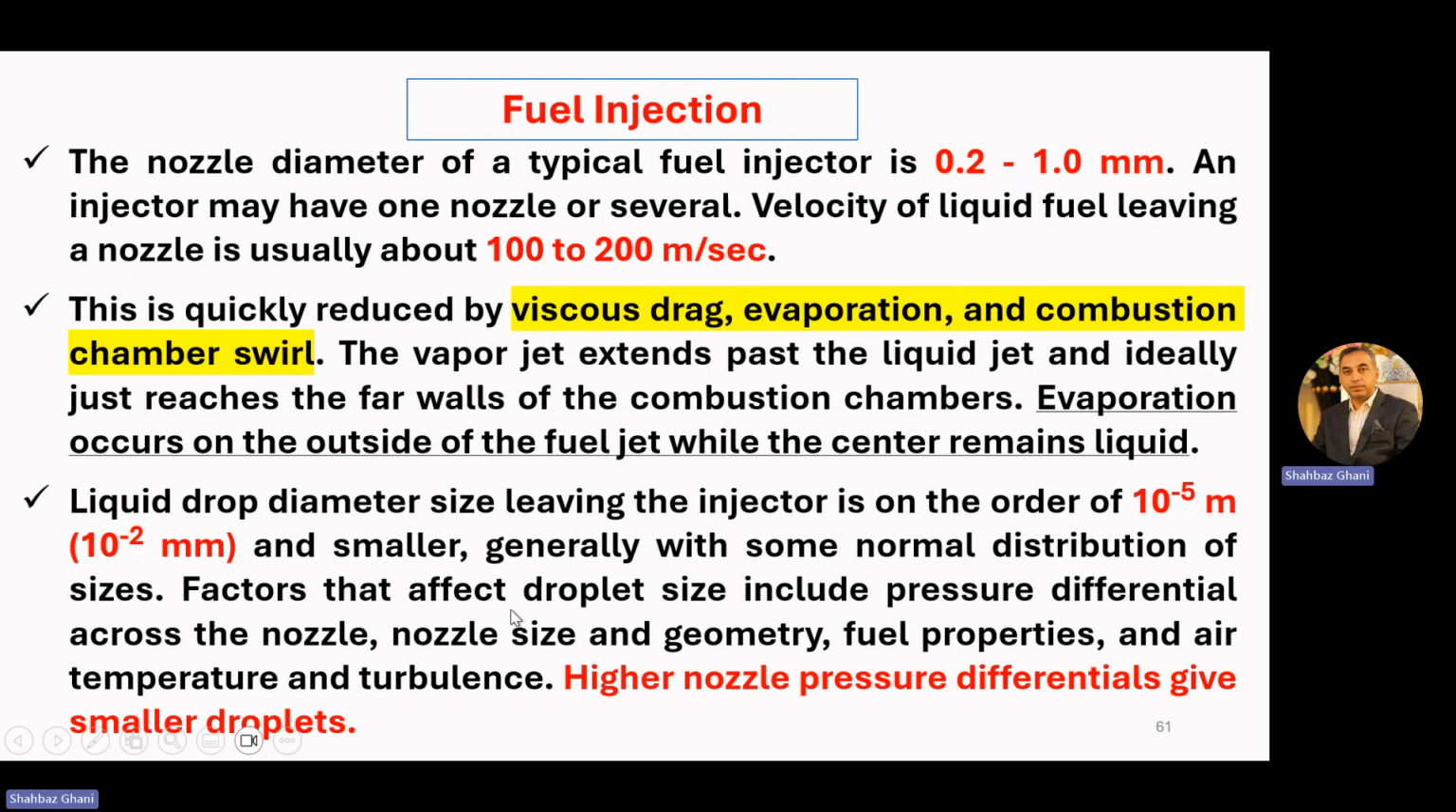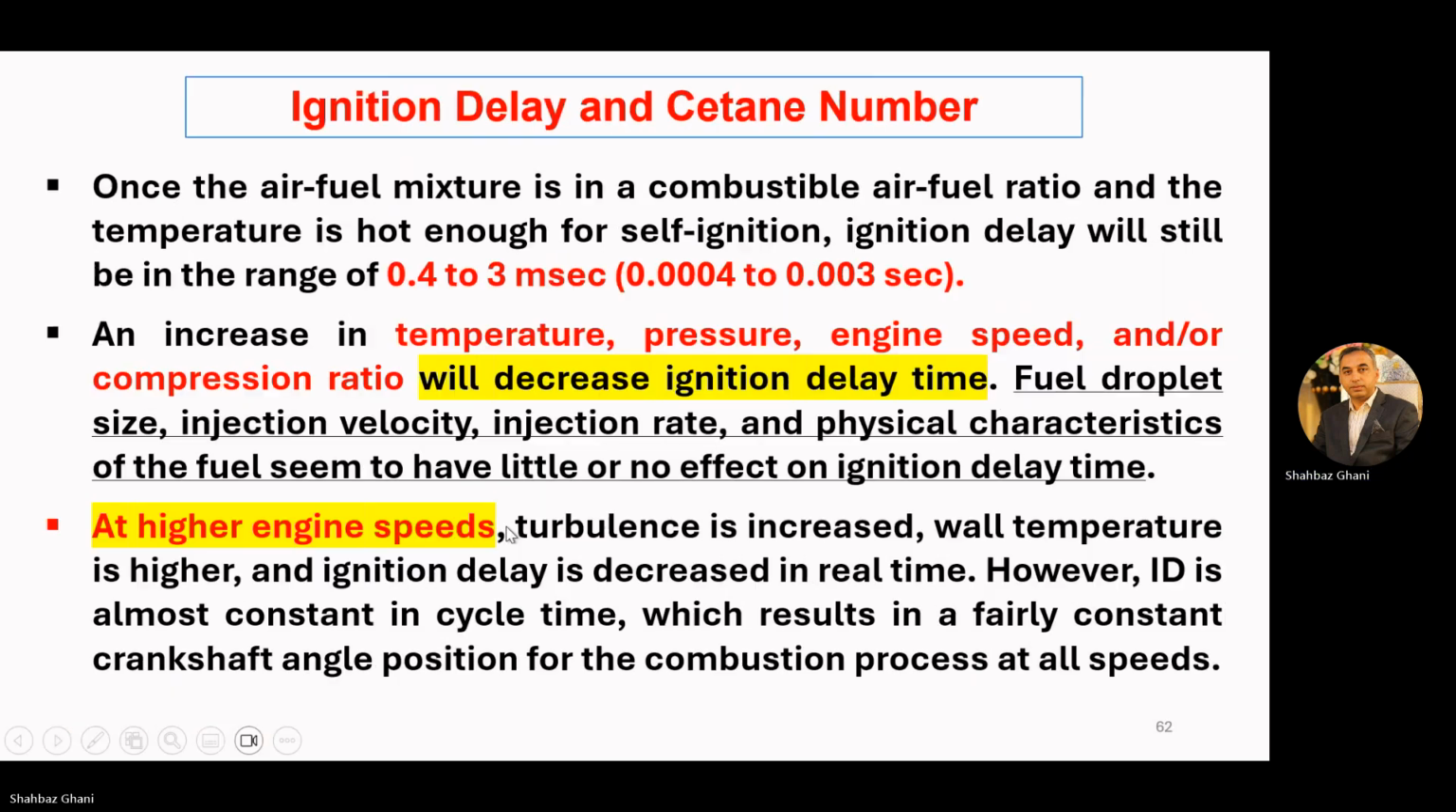So factors that affect droplet size include pressure differential across the nozzles, nozzle size and geometry, fuel properties, and air temperature and turbulence. Higher nozzle pressure differentials give smaller droplets. So we have a higher pressure differential across the nozzles, which gives us smaller droplets.